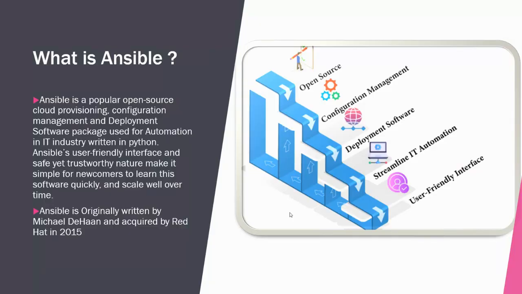So what is Ansible? Ansible is a popular open source cloud provisioning, configuration management and deployment software package used for automation in the IT industry, written in Python. What they are trying to say is that Ansible is an open source tool. Open source means it comes at no cost. You can directly go to the website and download the package, and whether it is a Windows machine, a Linux machine, or any flavor of operating system, you can install Ansible and start using it. And basically Ansible is written in Python.